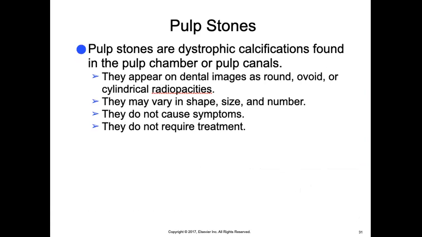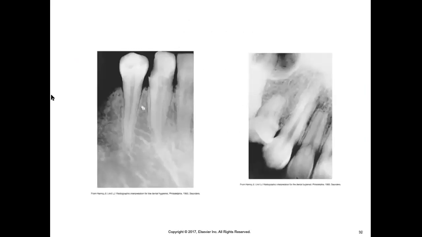Pulp stones are dystrophic calcifications found in the pulp chamber or pulp canals. They appear in dental images as round, ovoid, or cylindrical radiopacities. They may vary in shape, size, and number. They do not cause symptoms and they do not require treatment. So on a dental image, pulp stones appear as round, ovoid, or cylindrical radiopacities. And here we can see an example of some radiographs.